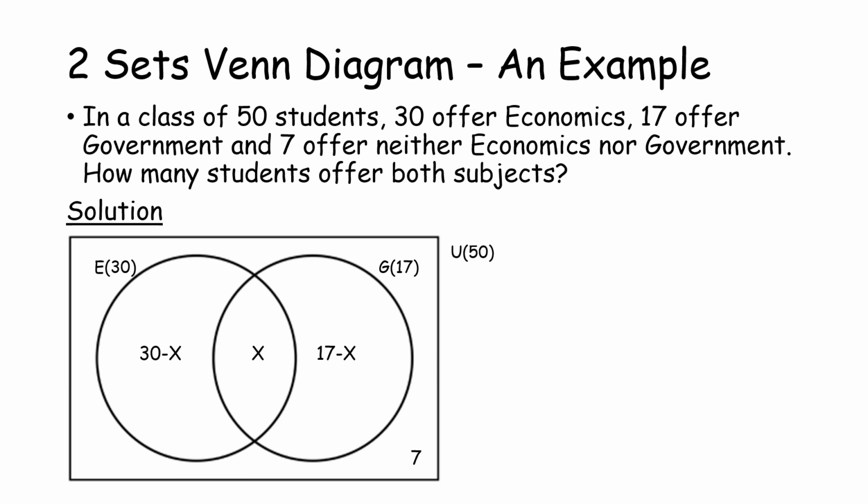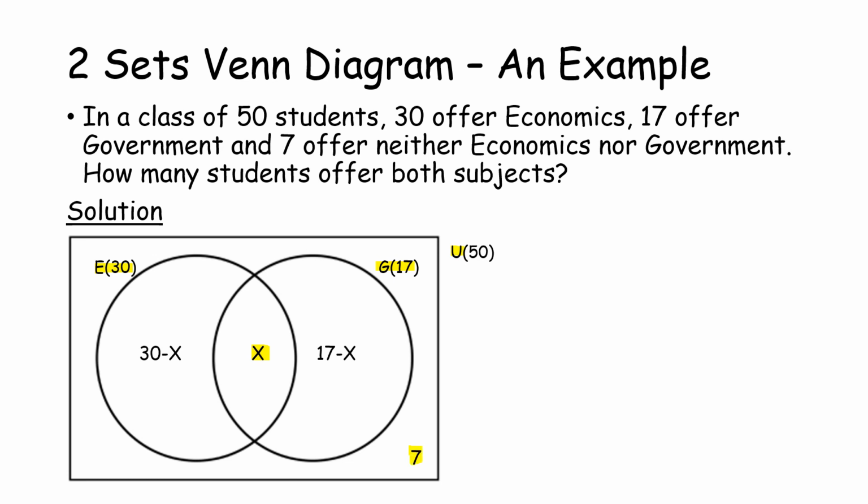Here, we can see that the universal set U is equal to 50. So 50 is the total number of students in the class. Then we have the number of students who offer economics, which is shown by 30. The number of students who offer government is shown by 17. And the number of students who offer both government and economics is shown by the letter X. The number of students who offer neither government nor economics is 7.